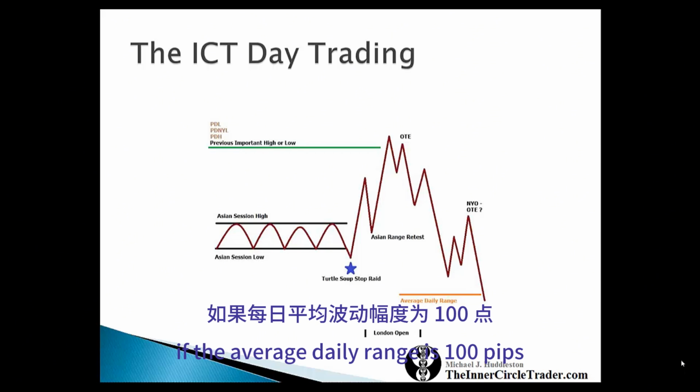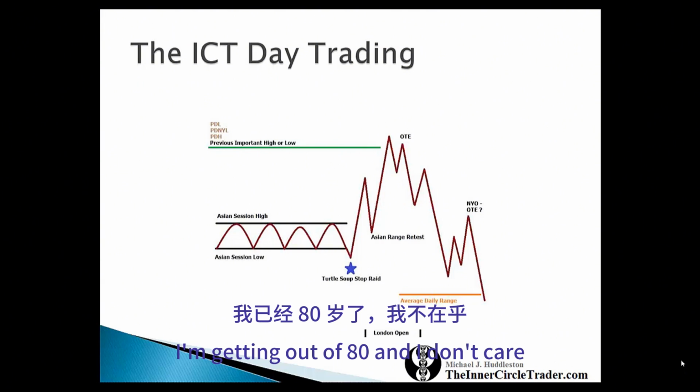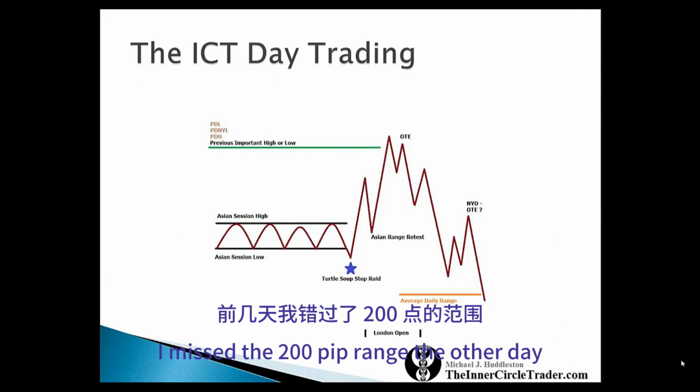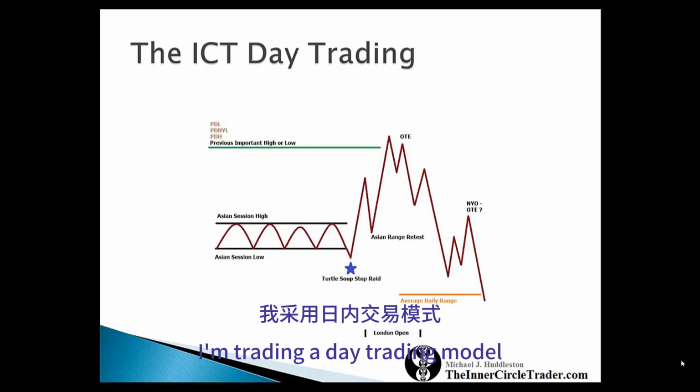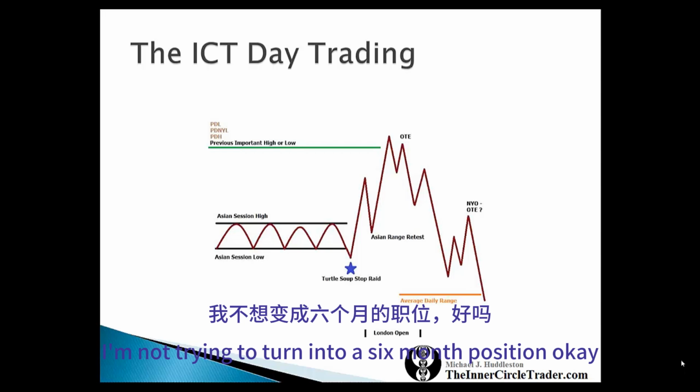If the average daily range is 100 pips, I'm getting out at 80. And I don't care. You guys can argue about it and say I missed the 200 pip range of the day. I don't care. Because I'm trading a day trading model. I'm not trying to turn it into a 6-month position.